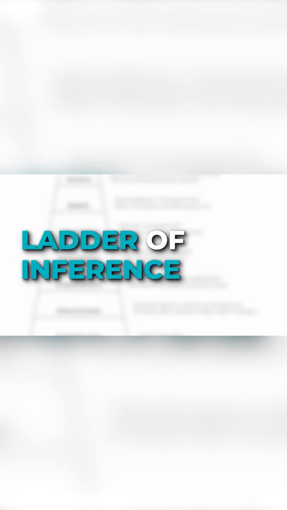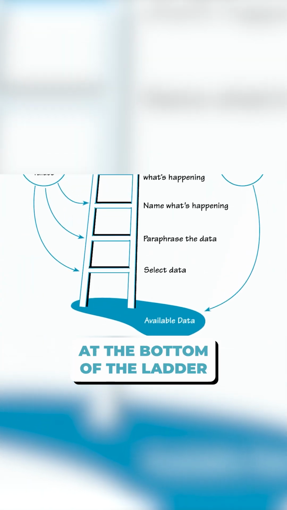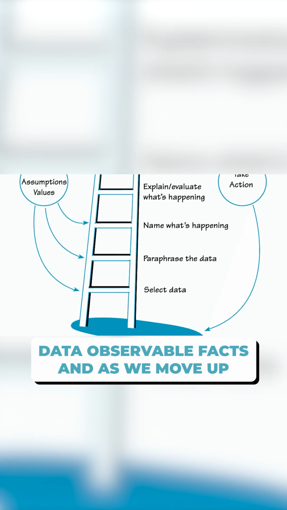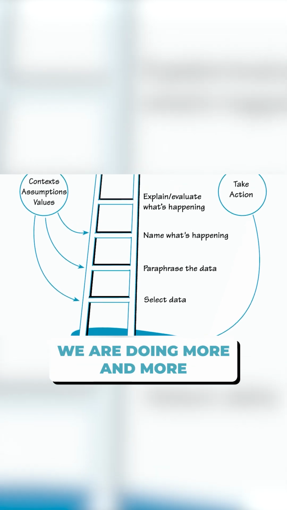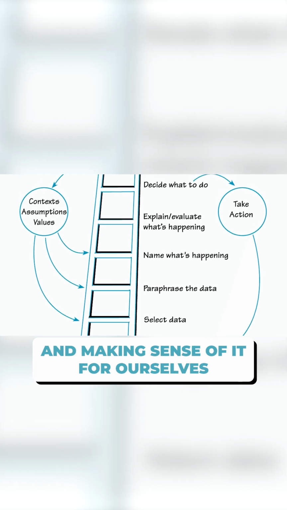Next up is the ladder of inference. The ladder of inference describes how we process and make sense of information. Here's how it works. At the bottom of the ladder, we have raw data, observable facts. And as we move up, we are doing more and more with that information, that is, processing it and making sense of it for ourselves.